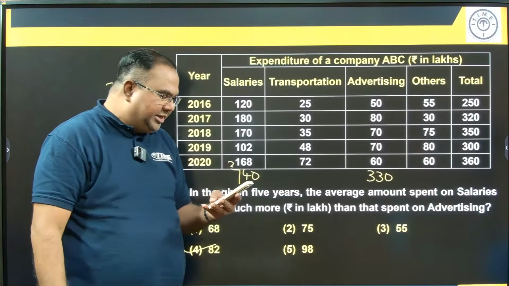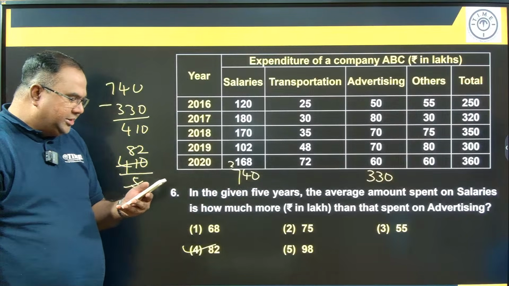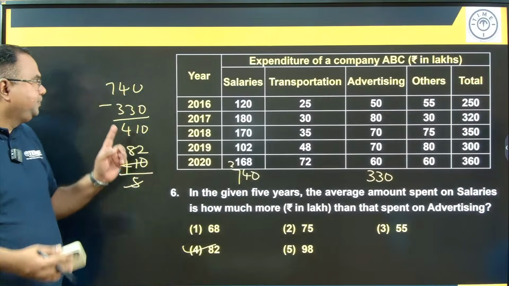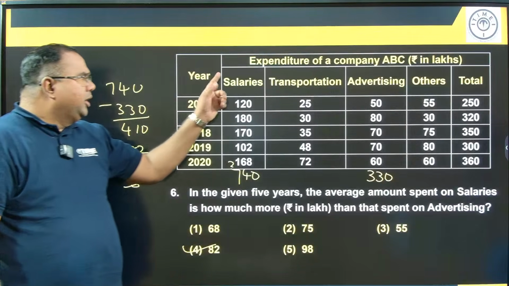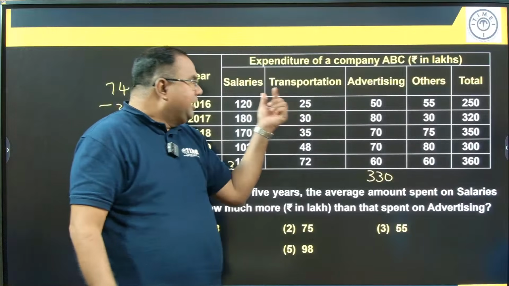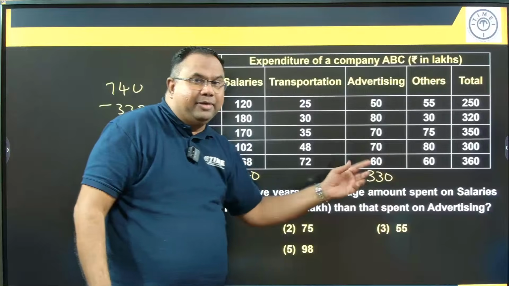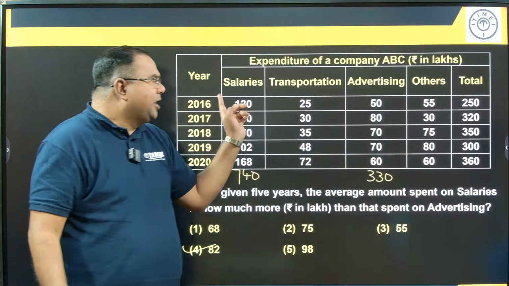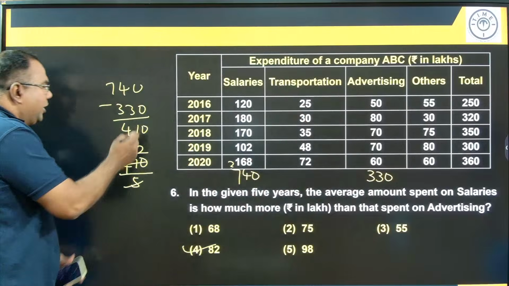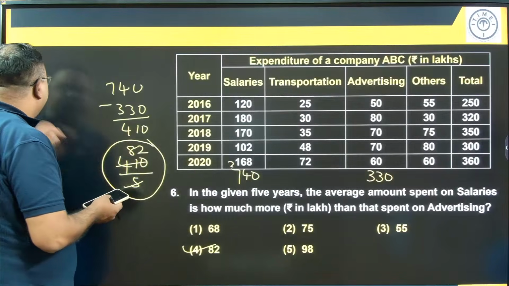Anybody have answered? Let me check. 82, correct. Gaurav correct, Srija correct, CPU correct. Good. Now, generally what we do is find the average of salaries, dividing 740 by 5, and the average of advertisement, 330 by 5, then subtract. Not necessary. The difference between salaries and advertisement is 410. I want the average, which means dividing by 5. Directly I'll get 82. Let's move ahead.